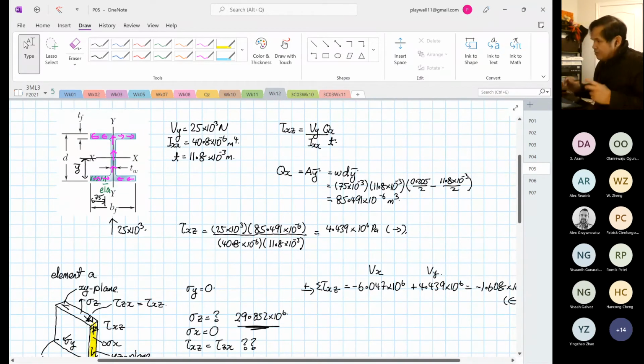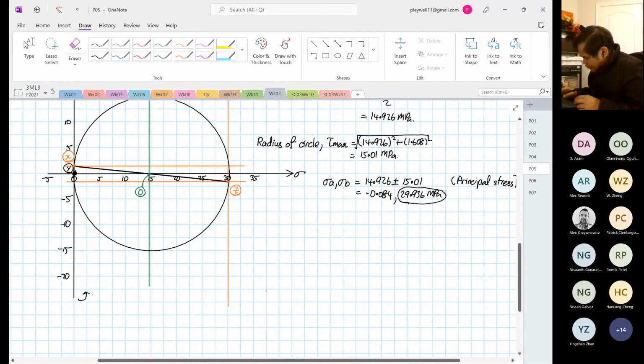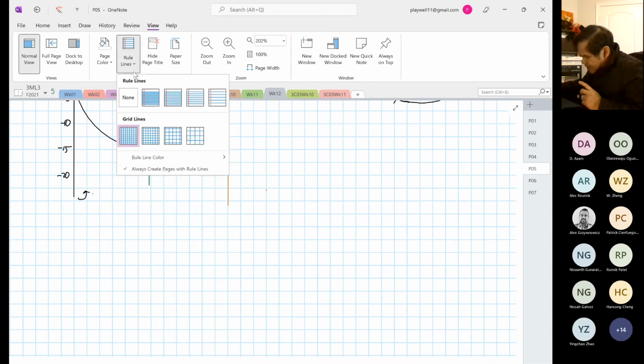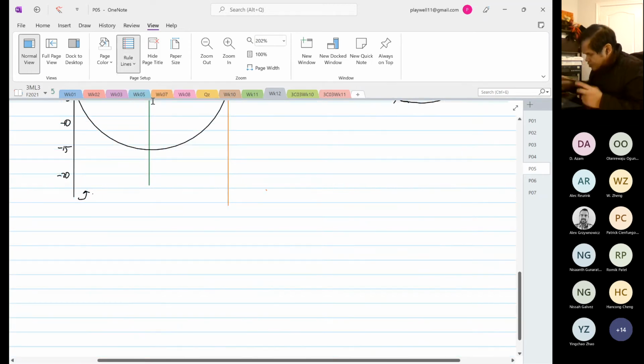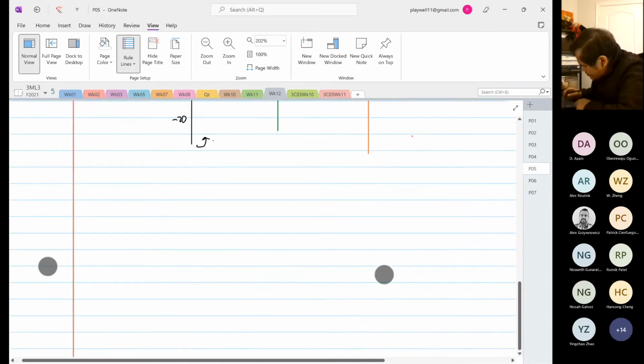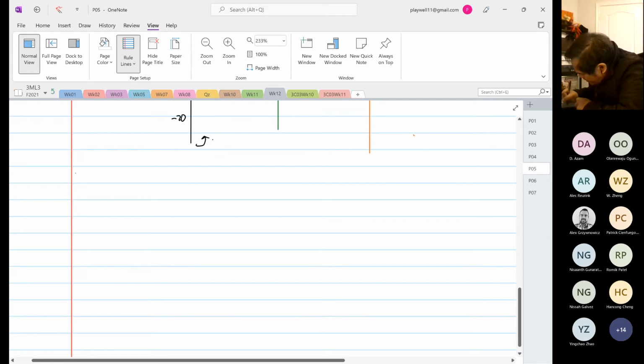Now, let's look at element B. As I said, I will show you this again. Let's look at element B. So now I'm going to focus on element B. I'm not going to do more circles, but I'm just going to analyze the normal stresses and the shearing stress. So the next one, I'll do it again. You see it one more time, maybe you'll feel more confident.